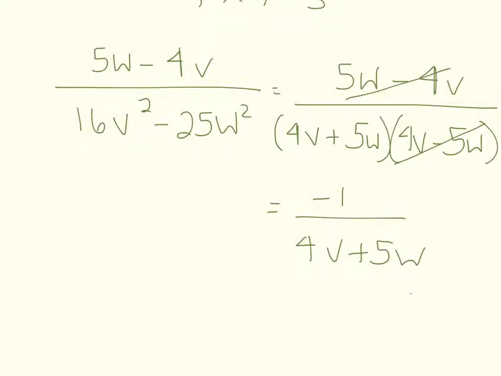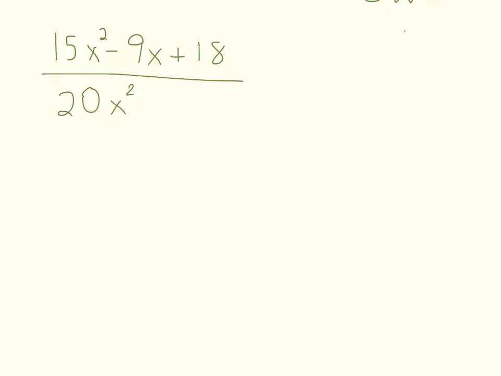Let's do one more. So the next one I would like to do is a little bit of a challenge. So we're going to have 15x squared minus 9x plus 18, and in our denominator, we will have 20x squared minus 12x plus 24. Now, one thing you'll notice is that in both the numerator and the denominator, we can factor out a term. So now I'm going to do this in good form.